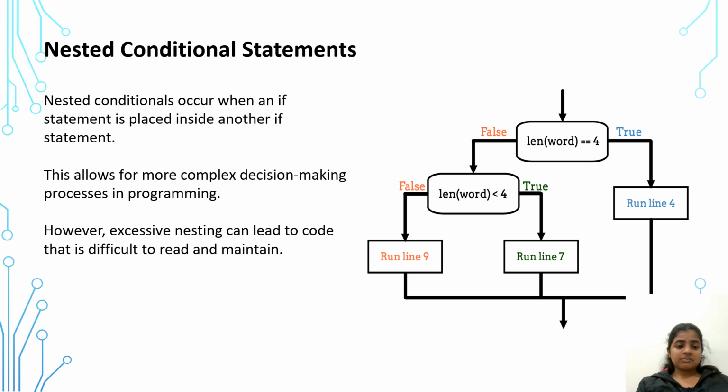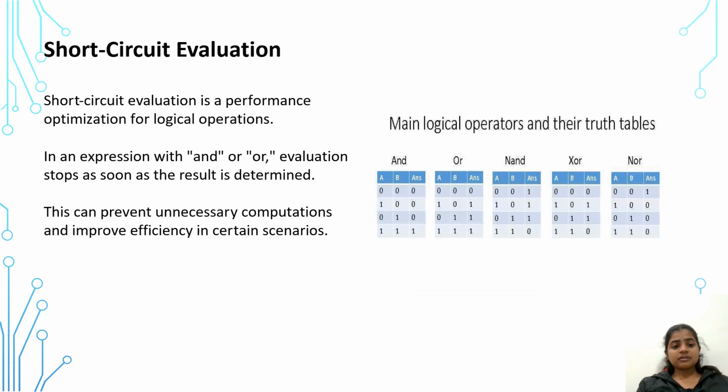Nested conditional statements. Nested conditionals occur when an if statement is placed inside another if statement. This allows for more complex decision making processes in programming. However, excessive nesting can lead to code that is difficult to read and maintain.